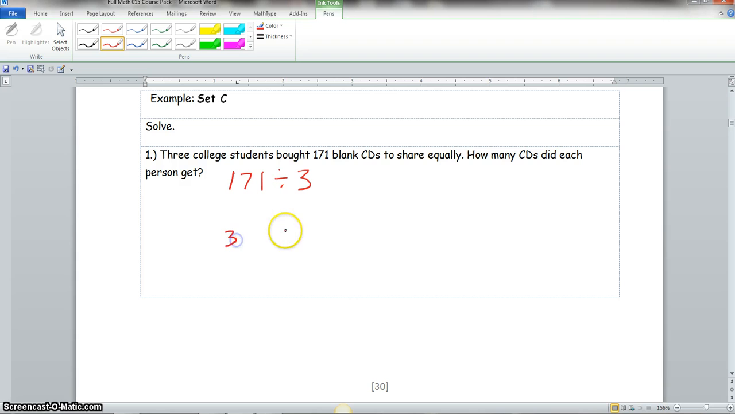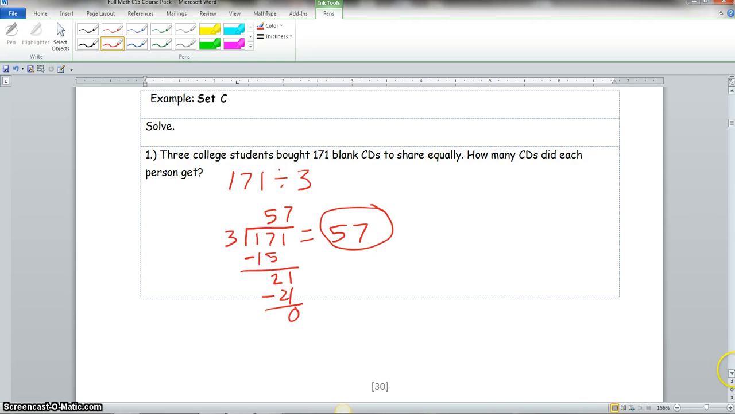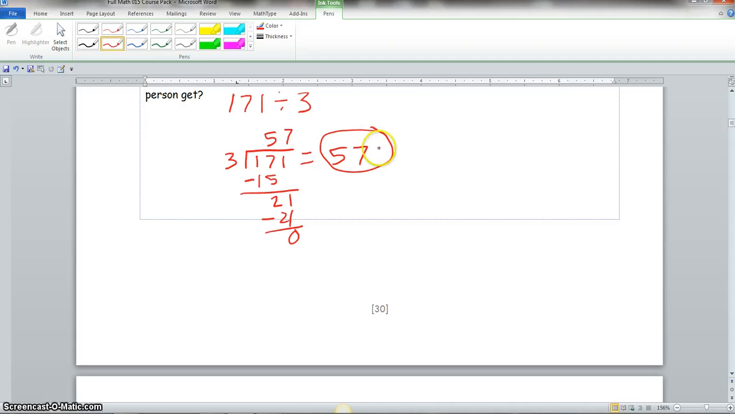Now we could write this in traditional division with this old division bar. 3 goes into 17 5 times. 5 times 3 is 15. 17 minus 15 is 2. Bring down your 1. 3 goes into 21 7 times. 7 times 3 is 21, and you have no remainder. So your final answer is 57. Well, we should put CDs, 57 CDs, just to indicate what they are.